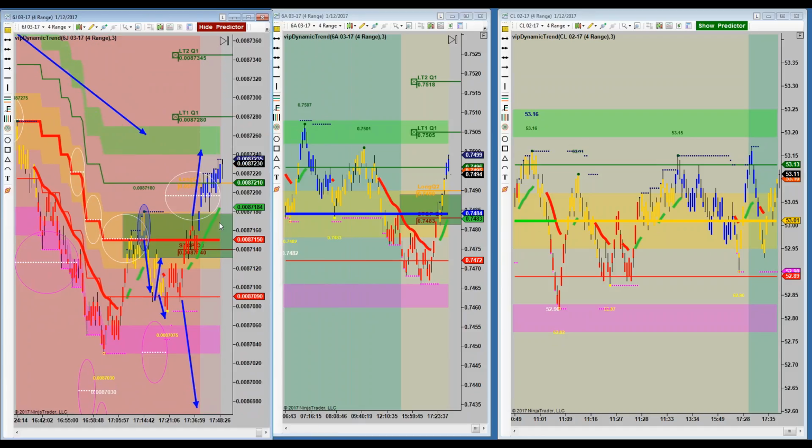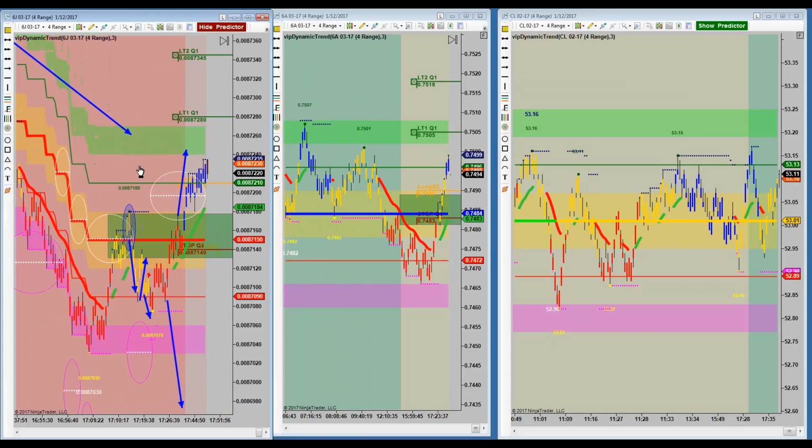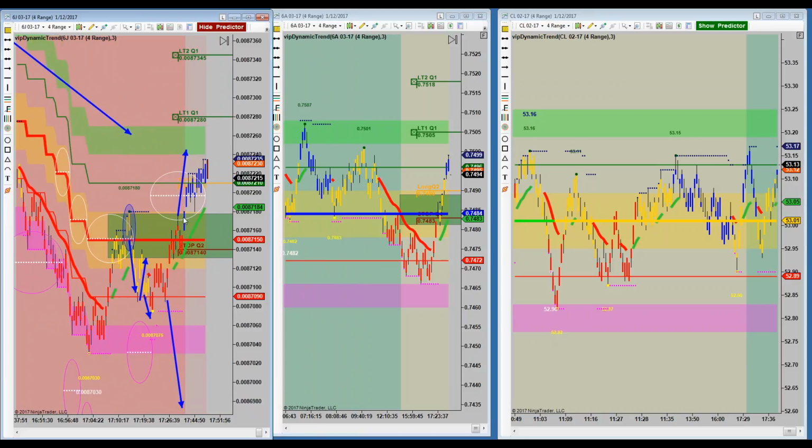How many of you want to take the stops up on 6J? Our entry was right here. See the long? How many of you want to crank those stops up tighter? You want to drag it up here? Like that? Just under that predictor? You like that?